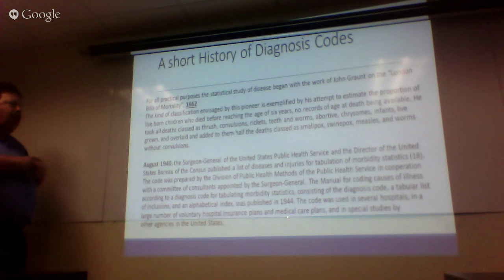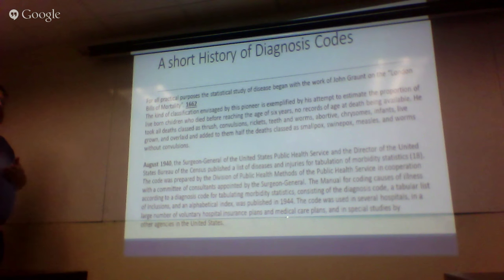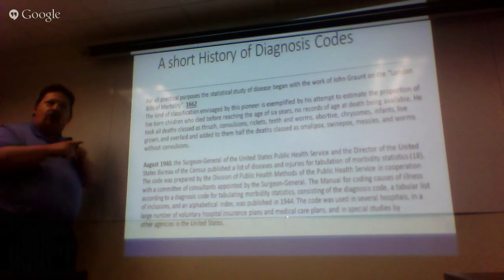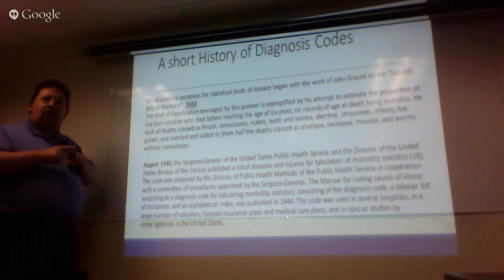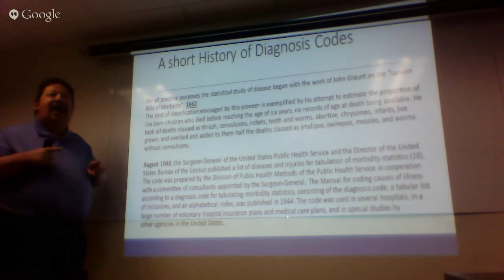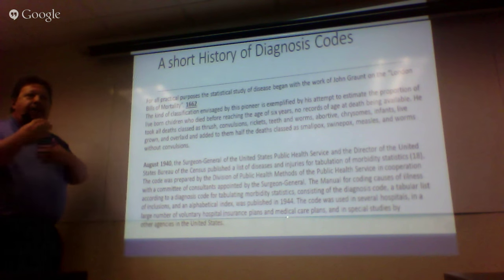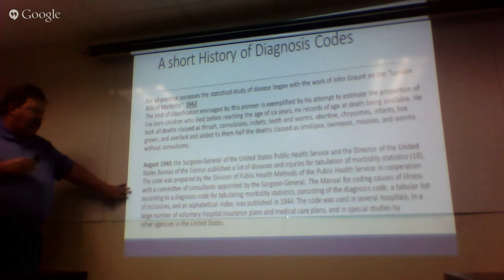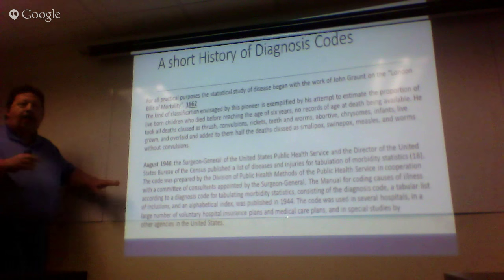About 1940, the Surgeon General of the United States Public Health Service and the director of the Bureau of the Census, see the tie as we go back to death, life and death, needed codes to report where people were born, how people lived, how people died. It all ties into population and management. They created some of the first manuals of codes that were related to the death of patients.